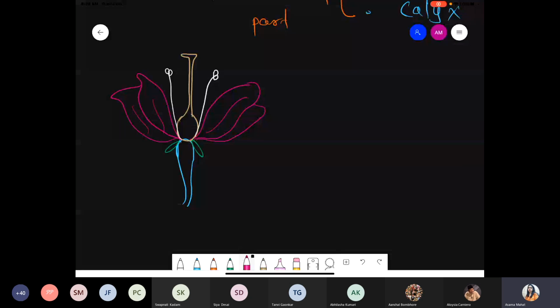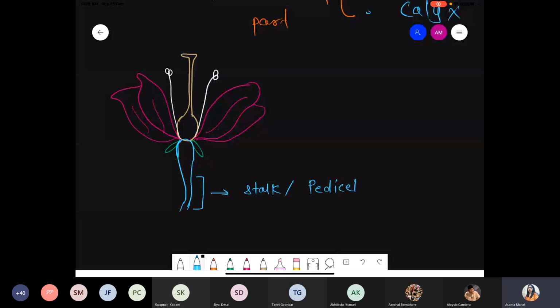Chalo. Done. So one by one we are giving the name. These are the base part. These are called the stalk of the flower. And please remember, the stalk of the flower is also called the pedicel, not peduncle. Peduncle is used for the inflorescence axis. Here we are talking about the pedicel. Pedicel means the floral axis or floral stalk.